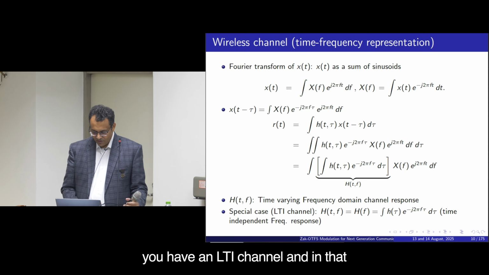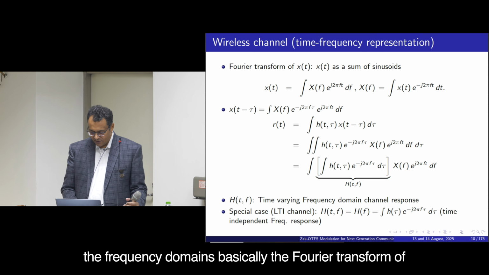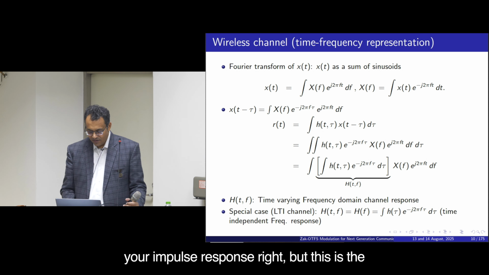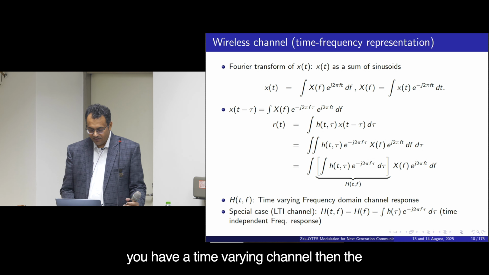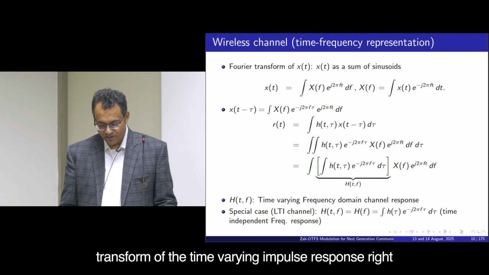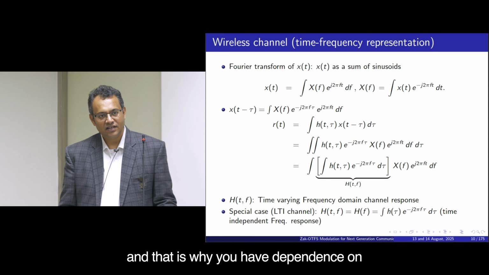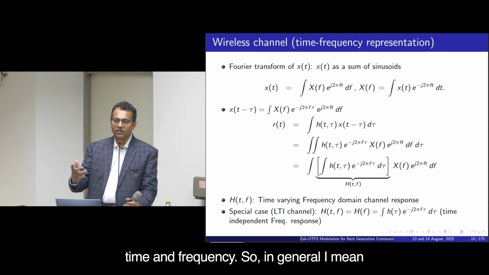So the special case is when you have an LTI channel, and in that case the dependence on t goes away, and this is the response of the channel in the frequency domain. It's basically the Fourier transform of your impulse response, right. But this is the more general setting, okay. So when you have a time varying channel, then the frequency response, if you see, is like a Fourier transform of the time varying impulse response, right. And that is why you have dependence on time and frequency.